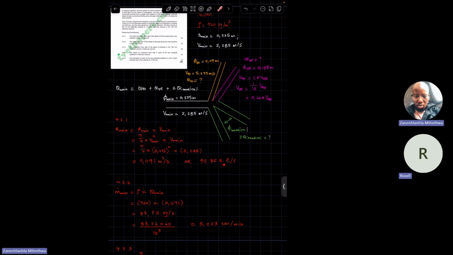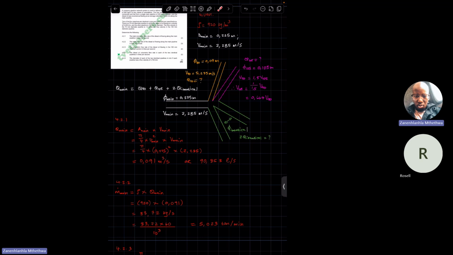So when I multiply it, I get on the dot 91. So how is that a bit different? Okay, let's see what I did here. So I said pi over 4 times 0.225 squared times 2,285. Right, so I get 0.09085338692.